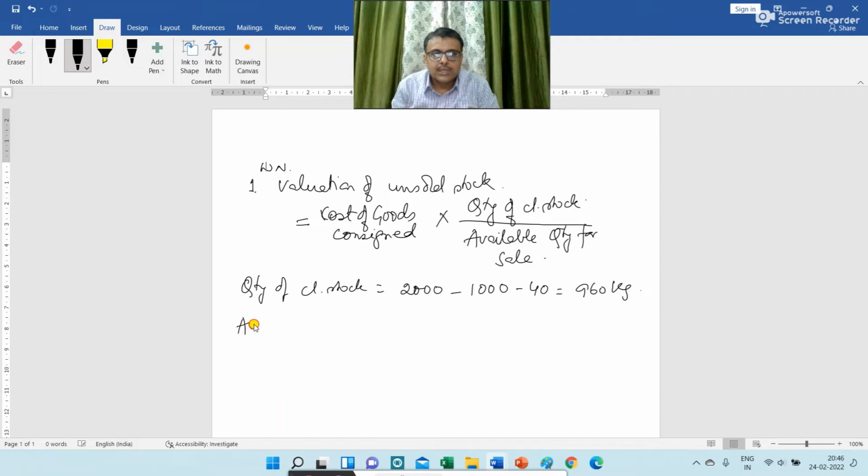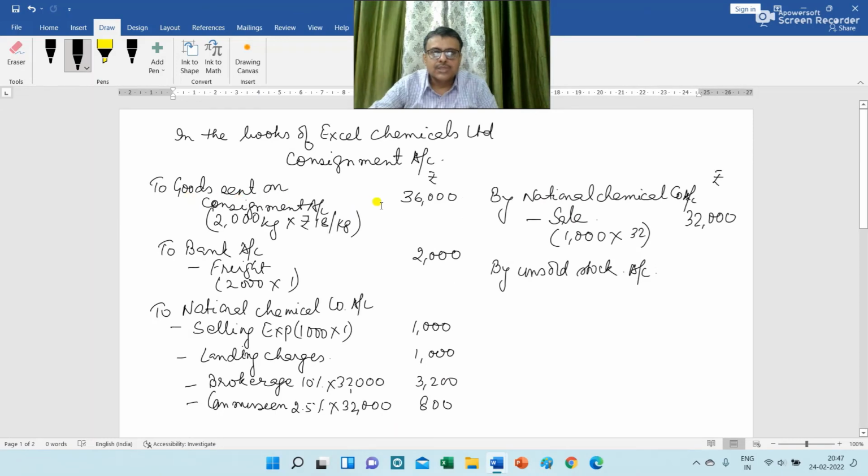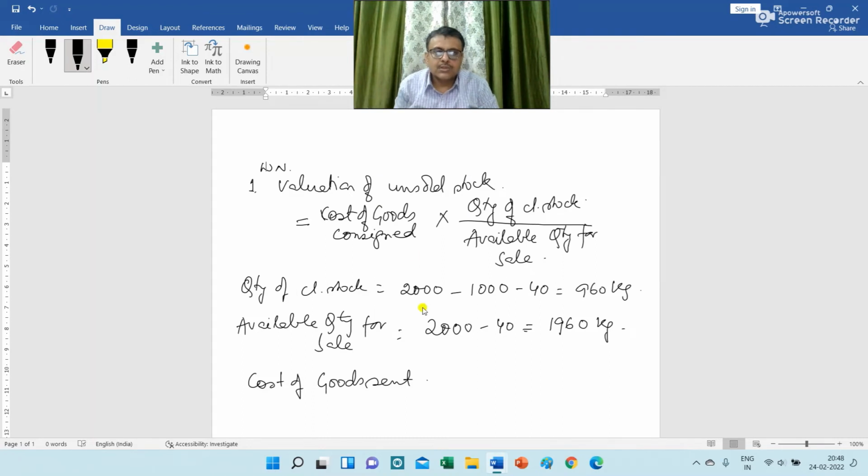Then available quantity for sale is 2000 kg sent on consignment, and there was a shortage of 40 kg. So the consignee could sell only 1960 kg. This is the quantity which is available for sale. Now what is the amount of cost of goods consigned? What is the cost of goods sent? Goods sent on consignment was 36,000. So cost of goods sent, I am writing here rupees 36,000.